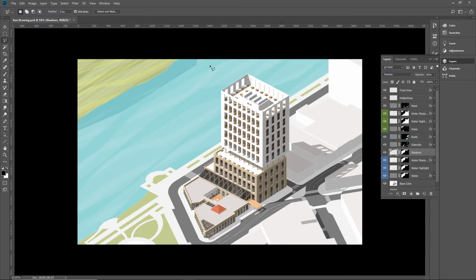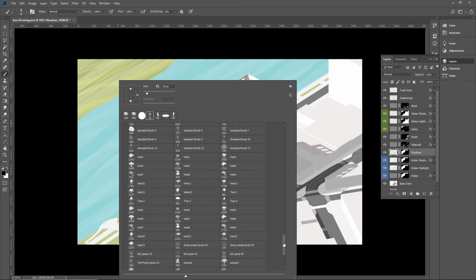With all of this, let me show you how I personally create my axonometrics, not as a diagram, but an actual presentation drawing.